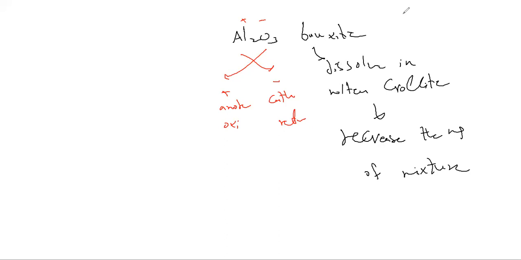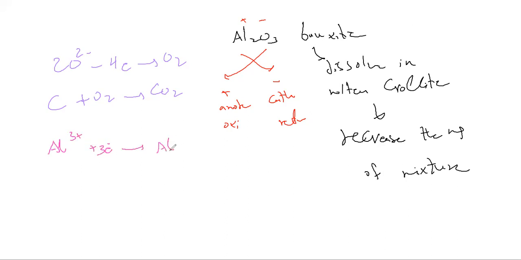And then for the half ionic equation, you'll find that 2O2- loses 4 electrons to form O2. Then oxygen reacts with the container made of carbon or graphite to form carbon dioxide gas which evolves. After that, aluminium is formed at the cathode, Al3+ gains electrons, reduction takes place, to form aluminium.